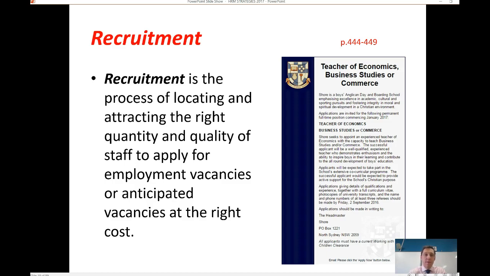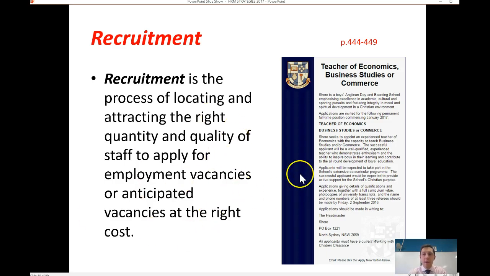So it can effectively, with recruitment, be proactive or reactive. Proactive, okay, we recognise we're going to have vacancies in the next month, 2 months, 3 months. Let's recruit now to fill those gaps. Or we can be reactive. Okay, that person's just resigned. We need to fill that position. Let's advertise for that position.